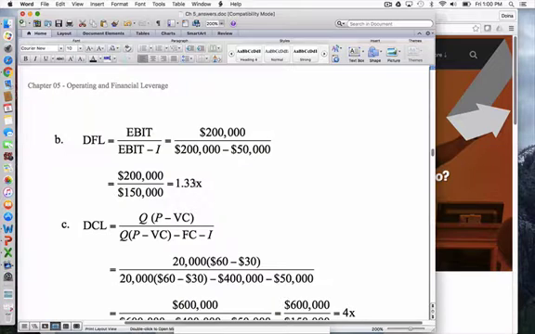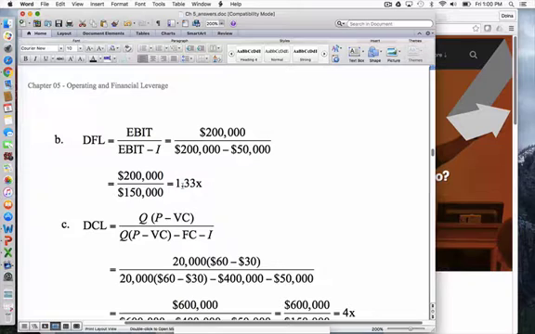Again, what's the interpretation for this number? Well, remember, degree of financial leverage gave us a relationship between operating income and earnings per share. So if I increase my operating income by 1%, my earnings per share will increase by 1.33%. Or if I increase my operating income by 10%, my earnings per share will increase by 13%. I multiply by 10. That was the degree of financial leverage.